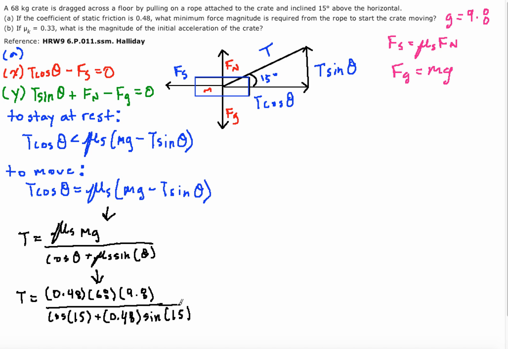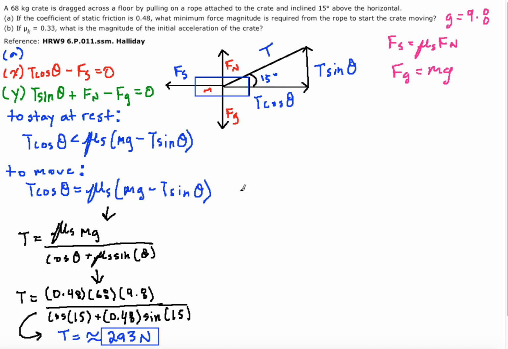And let me just extend this a little. And this yields, evaluating it, approximately T is about 293 newtons. And that is the approximate value of the tension force on this rope.